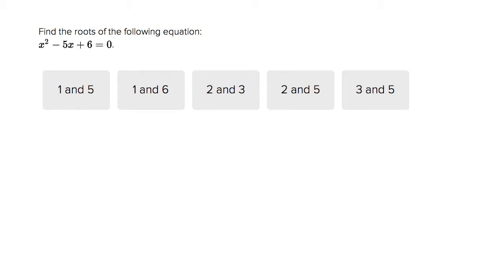This is the real-time rows, and we're being asked to find the roots of an equation. You need to recognize this is a quadratic equation. It has an x squared term, an x term, and just a numerical term, or an x to the 0 power term. So you can find the roots of this by factoring.